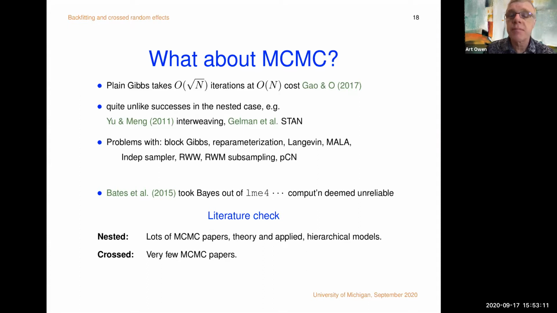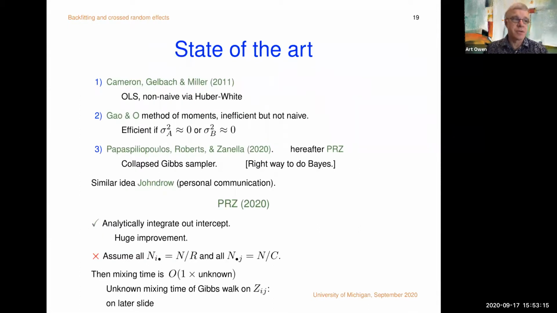Okay, so those are MCMCs. And what is the state of the art? In econometrics, what they do is they run ordinary least squares. So they're inefficient, but they're clever about it and they're not naive. They use a Huber-White, actually not the Huber-White you know, but it's like a clever Huber-White for that setting. And they can get non-naive OLS.